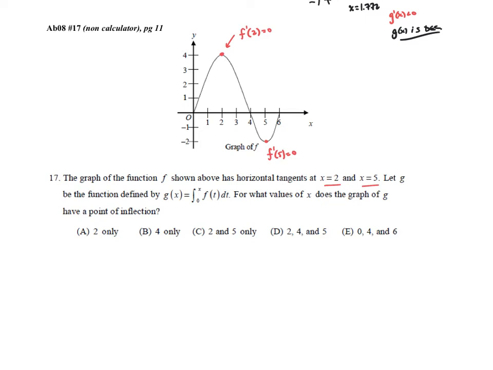Okay, let g be the function given by the integral from 0 to x of f of t dt. For what values of x does the graph of g have a point of inflection? Now this is getting a little messy, right? Okay, so let's just talk about this generally. G has a point of inflection if the following is true. G double prime is either equal to 0 or doesn't exist and changes sign.